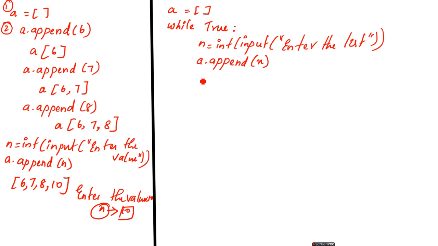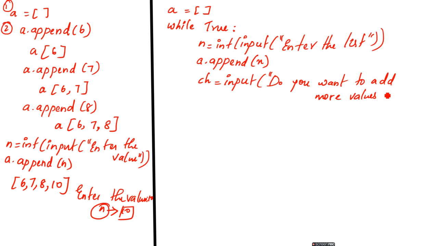So in order to stop, we have to take a variable ch. ch = input("Do you want to add more elements?"). You have to write it in a single line. Here there is no space, that's why I'm writing it here. Do you want to add more values? It should be a yes or no question. Either you have to input yes or no, that means y or n.